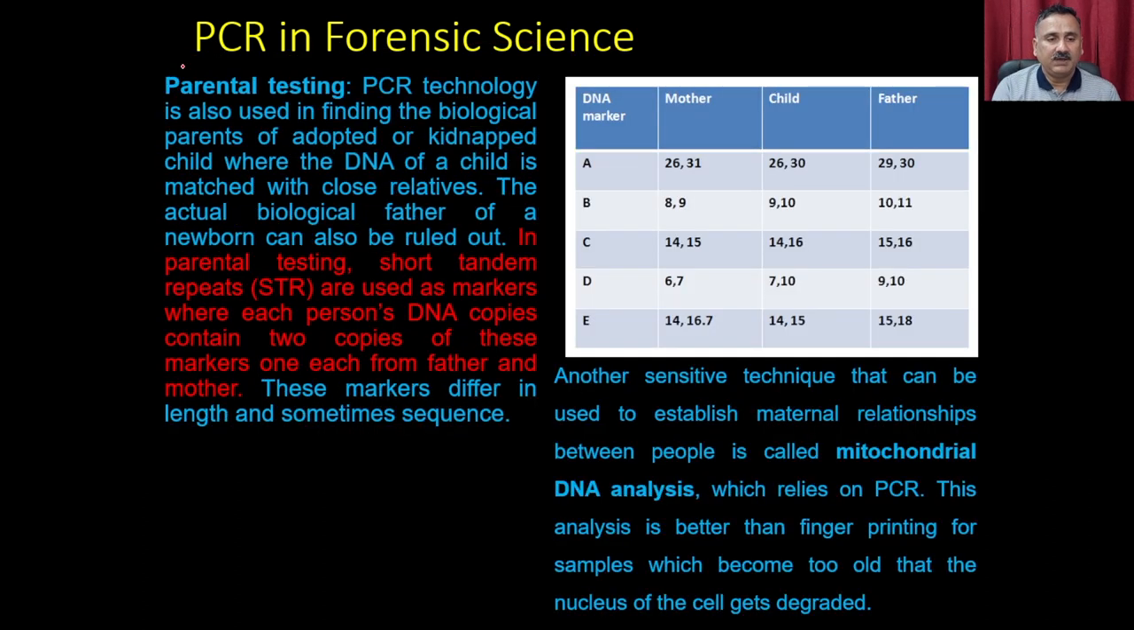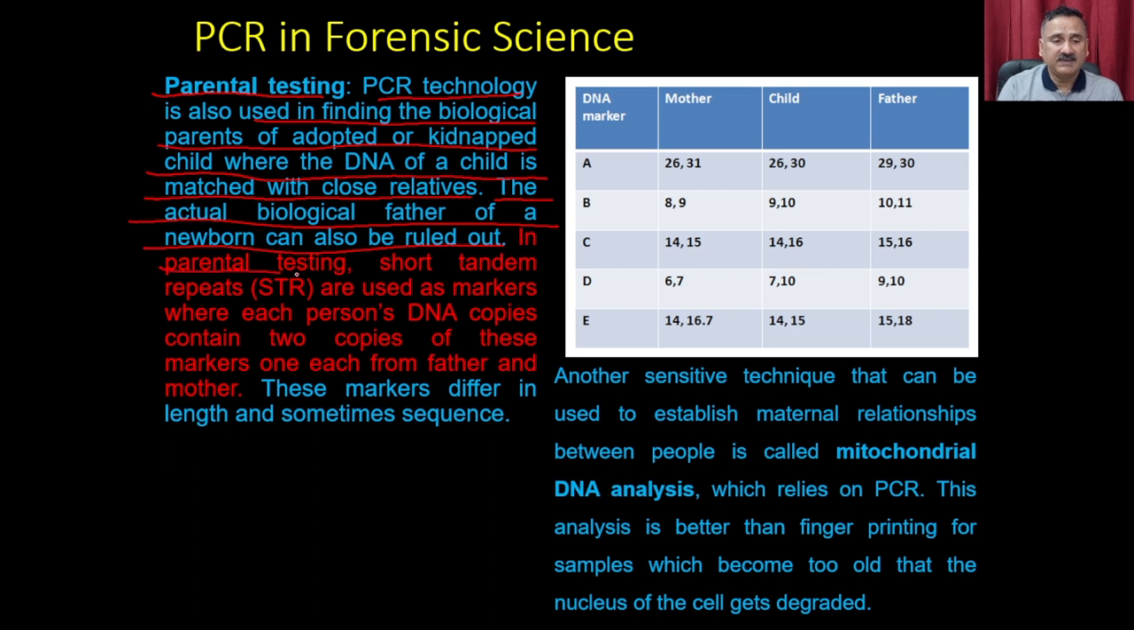Then you can also use PCR for parental testing. So, a similar kind of approach. PCR technology is also being used in finding the biological parents of an adopted or kidnapped child, where the DNA of a child is matched with a close relative. The actual biological father of a newborn can also be ruled out.